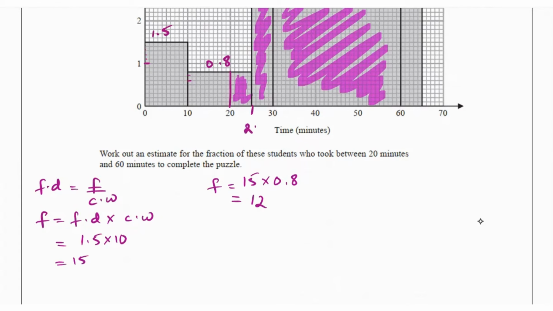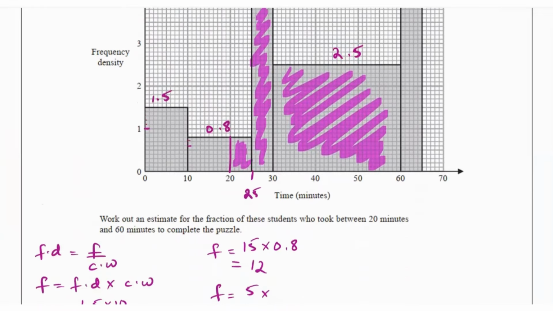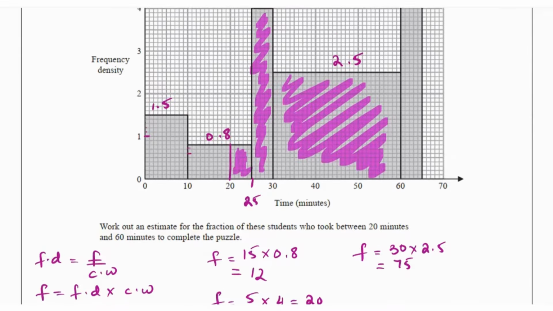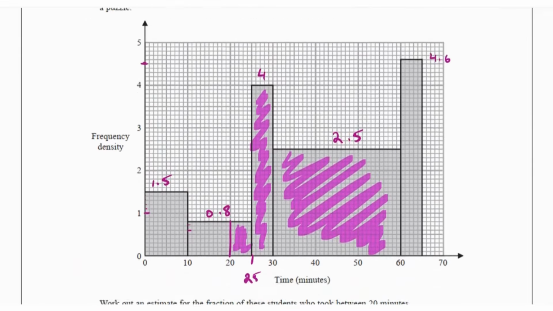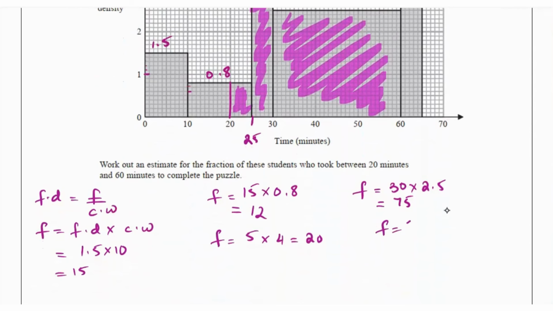Once again, this is 25. So the class interval is 15 for this. Then from 25 to 30, that's going to be 5. So 5 times 4, that's 20. Then for the other one, it's from 30 to 60. So that's 30 times 2.5, which is going to give us 75. And lastly, from 60 to 65, that is 4.6. So 5 times 4.6, that equals 23.